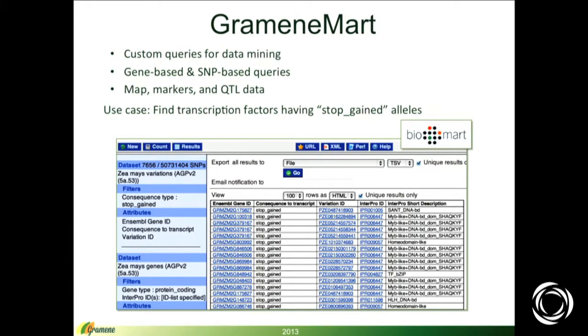What you're going to do is create a list of InterPro domains that are a feature for all of the transcription factors that you're interested in, and you select your species of interest. You can look either at genes or at variations currently, although we also provide map markers and QTL data. These are the main databases.